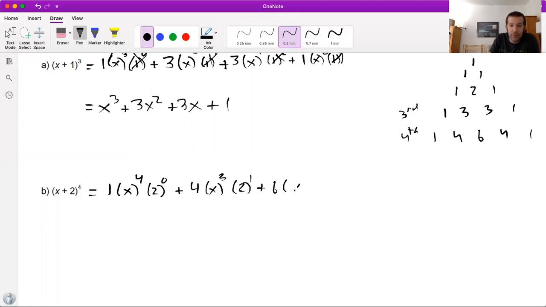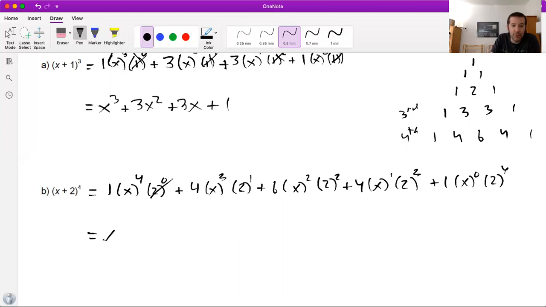6, decreased power of x, increased power of 2. 4, decreased power of x, increased power of 2, and then 1, decreased power of x, increased power of 2. And again, it was x to the 4th and 2 to the 0, and now it's x to the 0 and 2 to the 4th, and that's always going to happen. Now I simplify, that's a 1, so this is 1 times x to the 4th, which is x to the 4th.